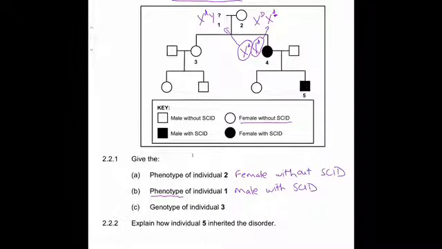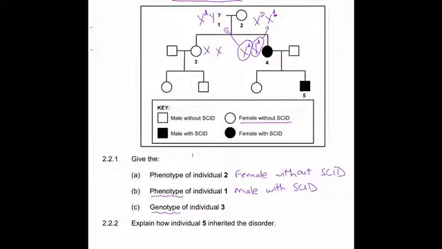What is the genotype of individual 3? Well, individual 3 is a female, so it's XX. We know that there is a possibility that she could inherit the recessive allele from her mother. However, if she did, she would be affected just like her sister, individual number 4.